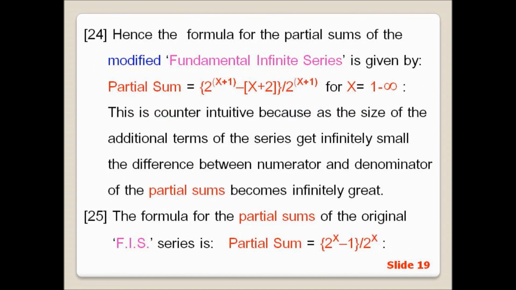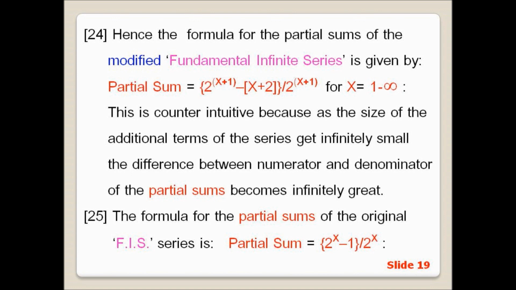Hence the formula for the partial sums of the modified fundamental infinite series is given by partial sum equals (2 to the power x plus 1, minus (x plus 2)) all divided by 2 to the power x plus 1, for x equals 1 to infinity. This is counterintuitive because as the size of the additional terms of the series get infinitely small, the difference between numerator and denominator of the partial sums becomes infinitely great.